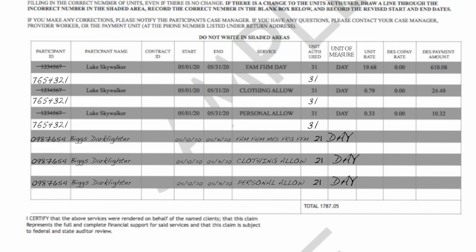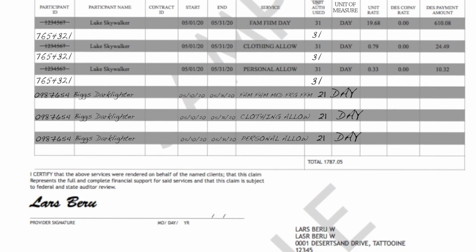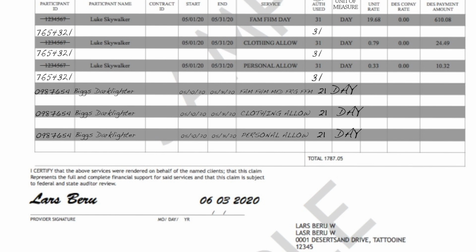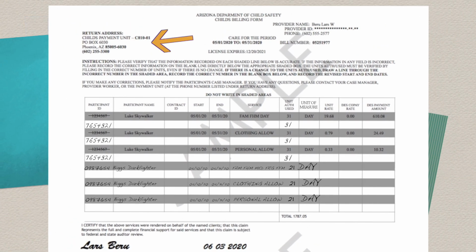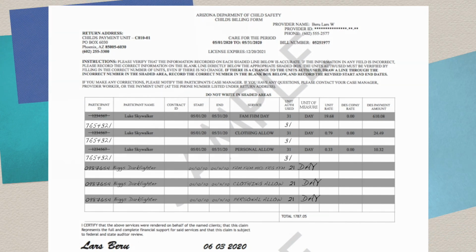After all information is either verified or corrected, you, the foster parent, sign and date on the line provided. Then, send the top original copy back to DCS at the address at the top left corner and keep the second copy for your records.